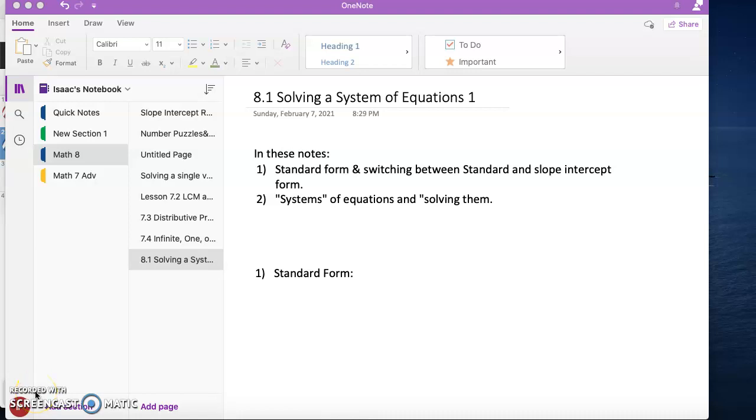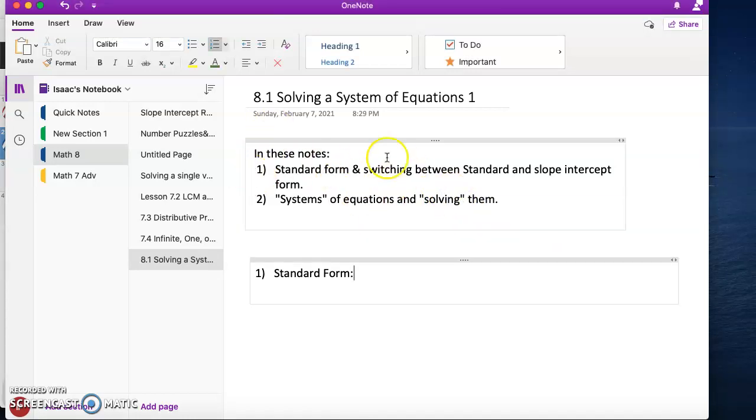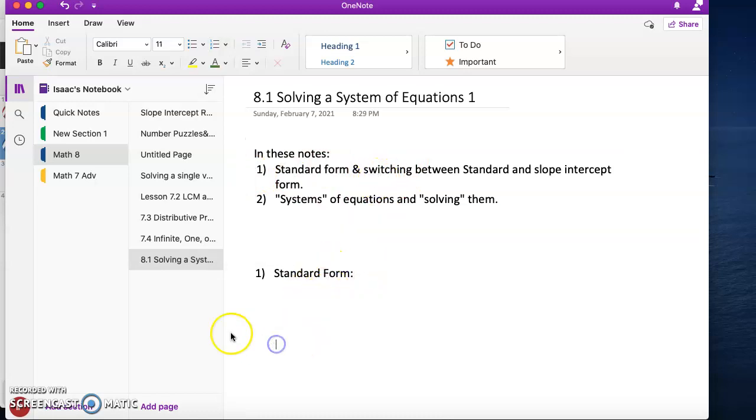Good morning, everyone. Today we are going to be talking about two important things. The main ideas for today's notes are one, standard form and switching between standard form and slope-intercept form, and two, systems of equations and solving them. And make sure that you get both the "in these notes" part and standard form written down.